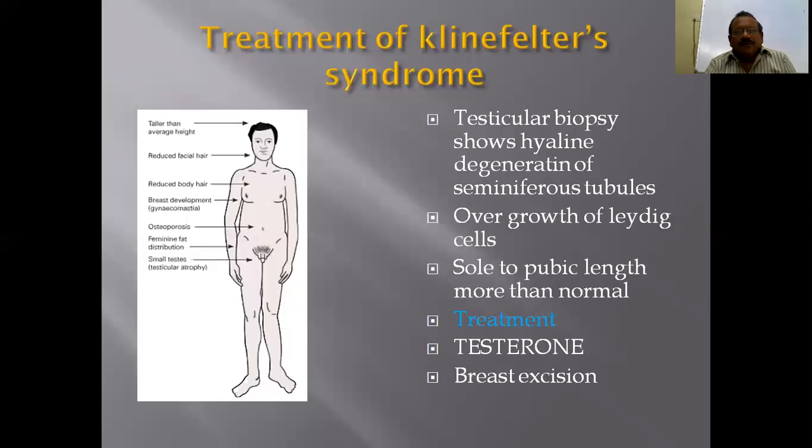Coming to the treatment of Klinefelter syndrome, testicular biopsy shows hyaline degeneration of the seminiferous tubules, so the testes are not functional. There is overgrowth of Leydig cells and pubic length more than normal. Treatment is testosterone and breast excision. Excision of the breast is done as they have gynecomastia, where we remove the fat and the gland is to be excised.